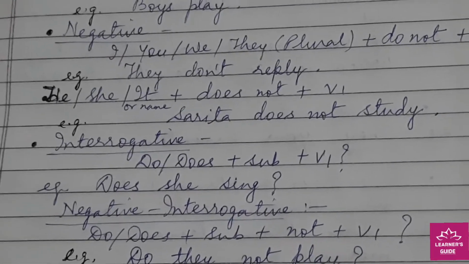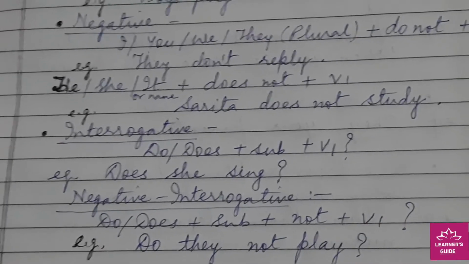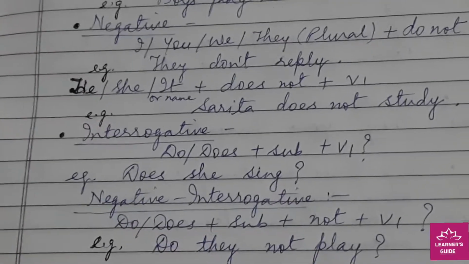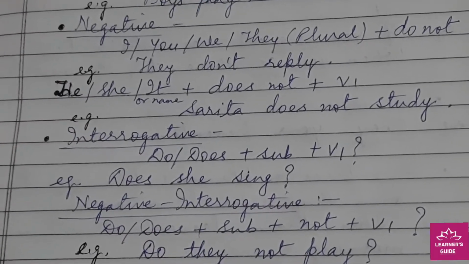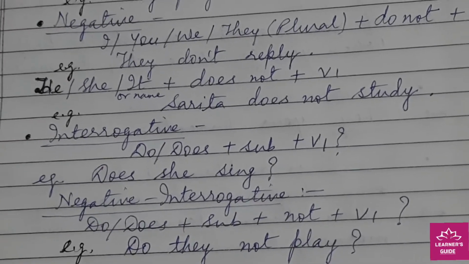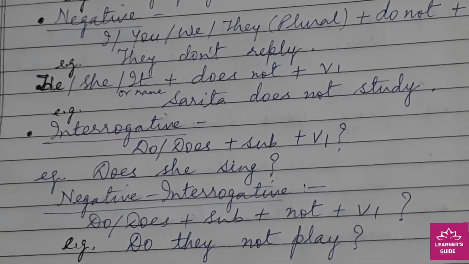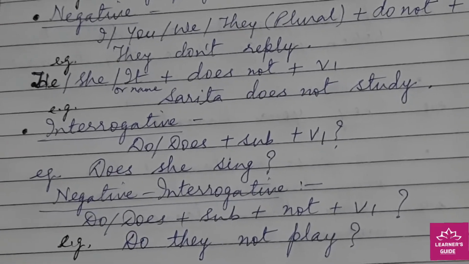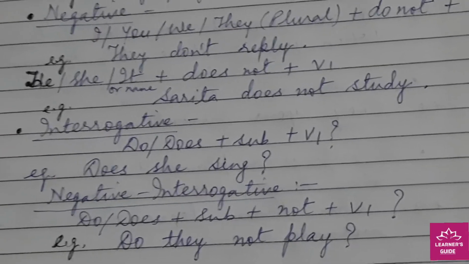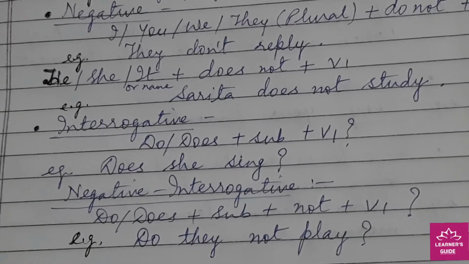Now what do we do for these subjects? He, she means third person. For third person we cannot write do not or don't, so here we add es and make do as does. So it becomes does not or doesn't, D-O-E-S-N-apostrophe-T. Okay, and the rest of the format is the same.